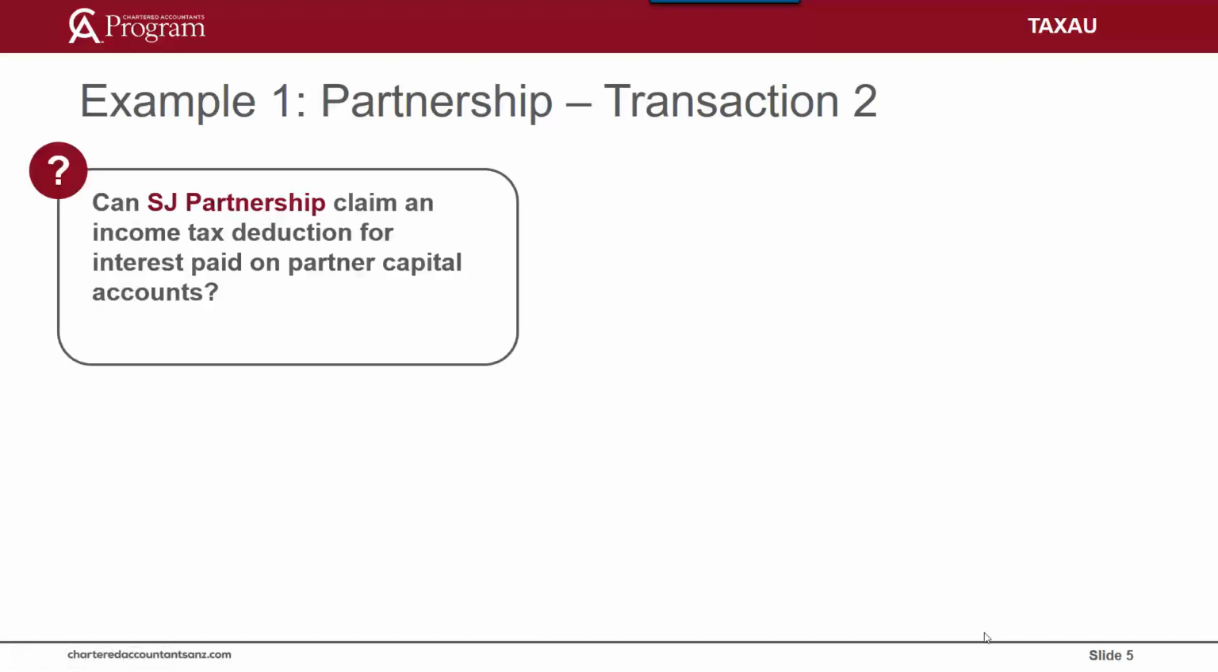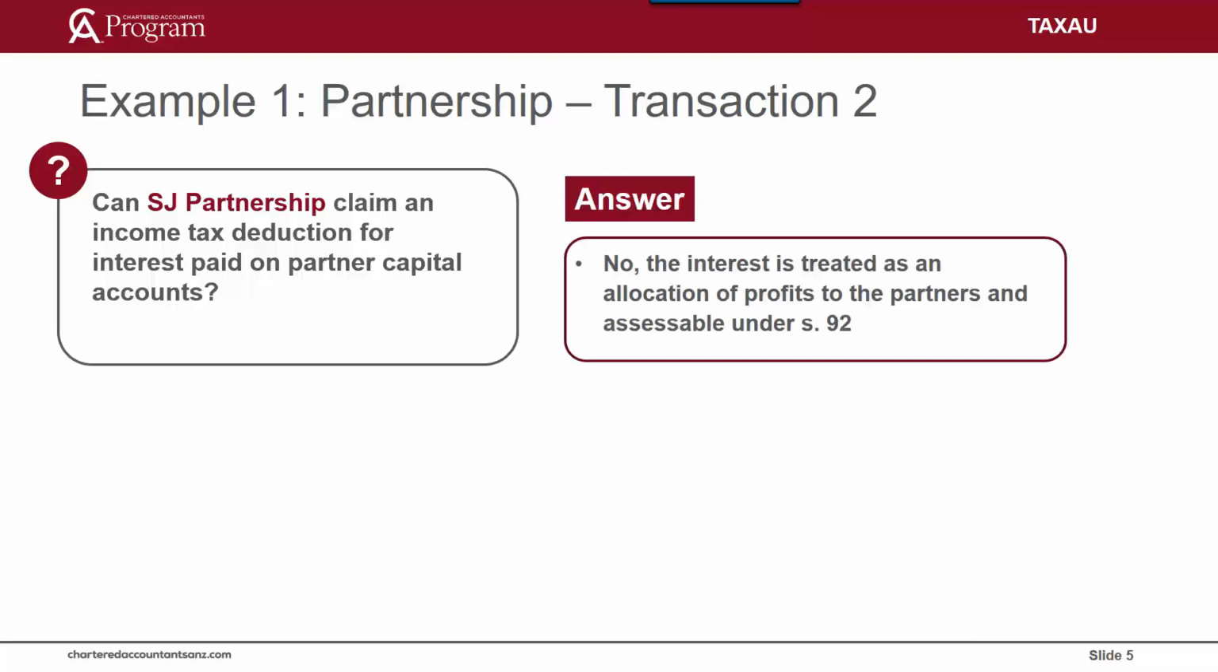Can SJ Partnership claim an income tax deduction for the interest paid on the partner capital accounts? The correct answer is no. Interest paid on the partner capital accounts is non-deductible under Section 8-1. As was the case with salaries paid to partners, interest paid on partner capital accounts is treated as an allocation of profits assessable at the partner level under Section 92.